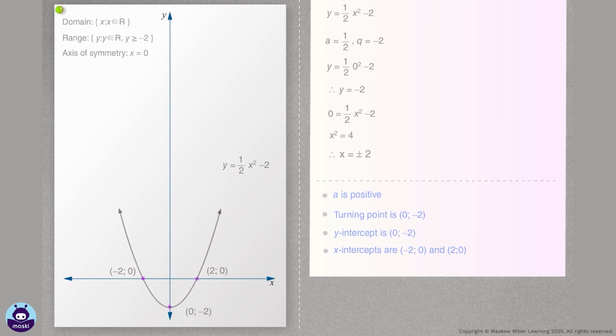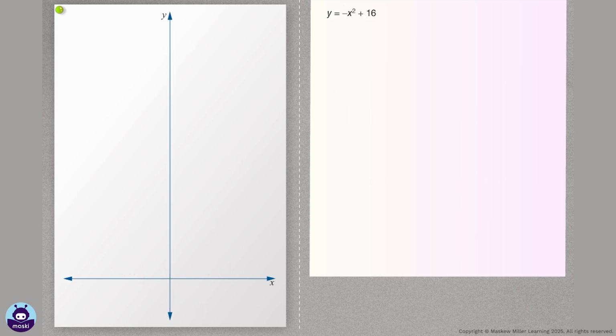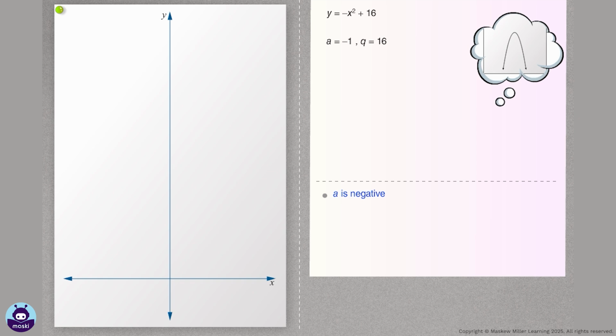Let us now sketch another parabola. y is equal to negative x squared plus 16. Here, a is equal to negative 1, q is equal to 16. Since a is negative, the graph will open downwards. We now find the turning point and the intercepts that the parabola makes on the axes before we can sketch the graph. The turning point is 0, q. Therefore, 0, 16. We mark this on the sketch.